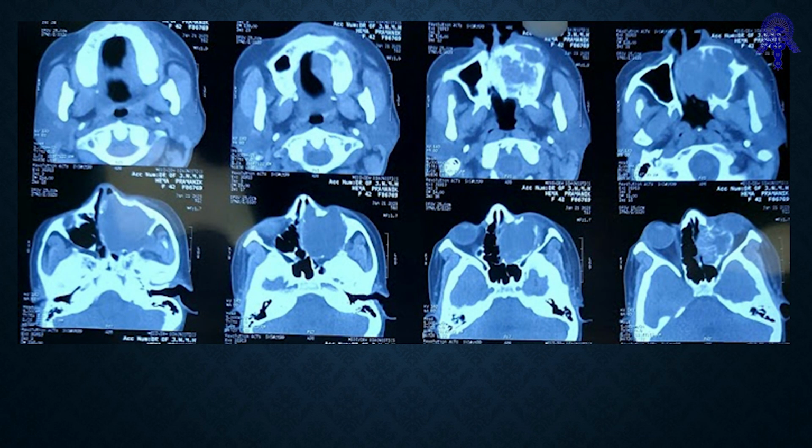Again, you can see here there is almost a bulging out and destruction of this anterolateral wall of the maxillary sinus, and the heterogeneity you can see here. So these are basically the malignancy of the what?